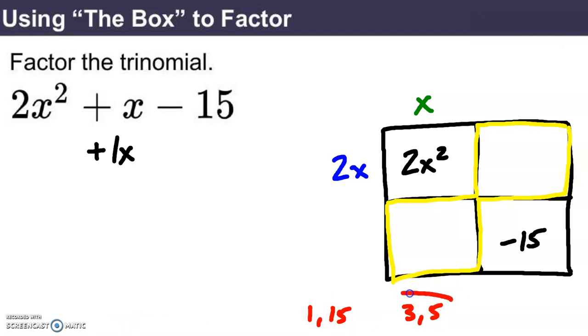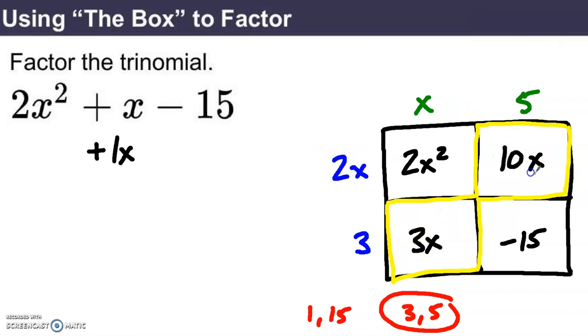Let me try using the 3 and the 5. Let me try putting the 3 here and the 5 here. What will that get me in the two open spots in the box? Well, 3 times x is 3x. 2x times 5 is 10x. One of them is going to have to be negative. So if I subtracted 10x and 3x, I don't get 1x, do I? That's not it.